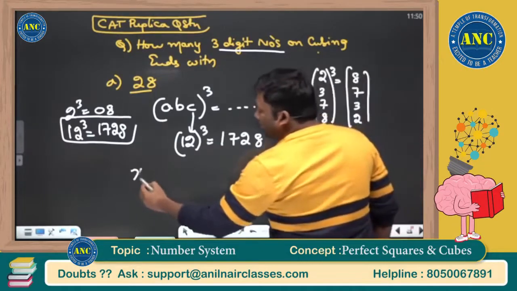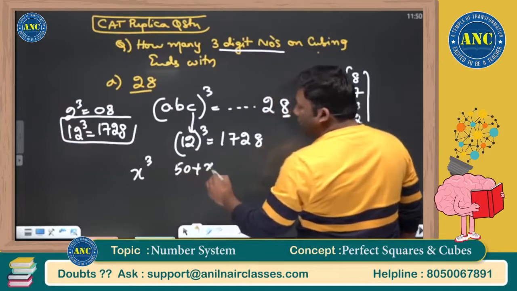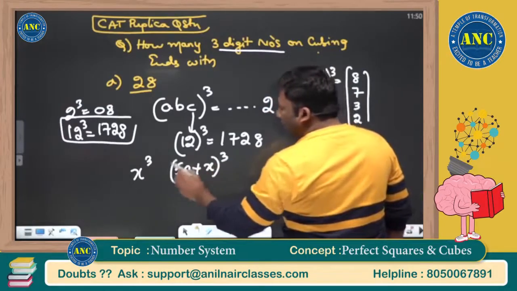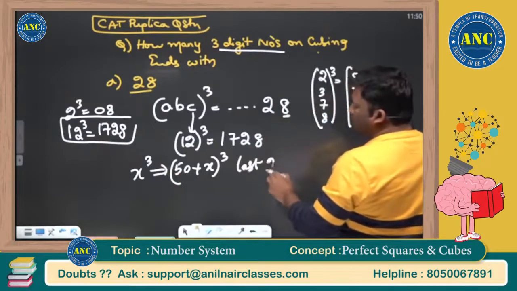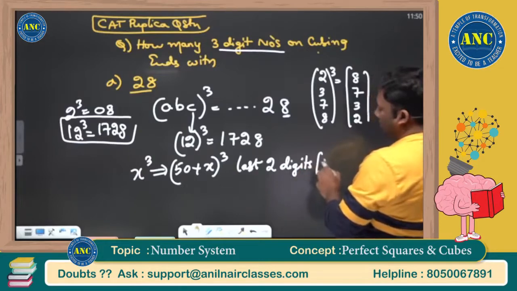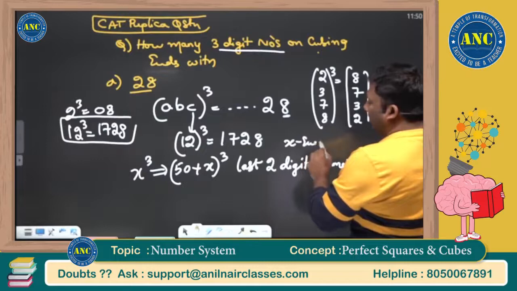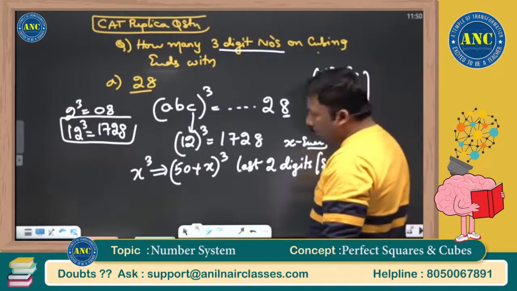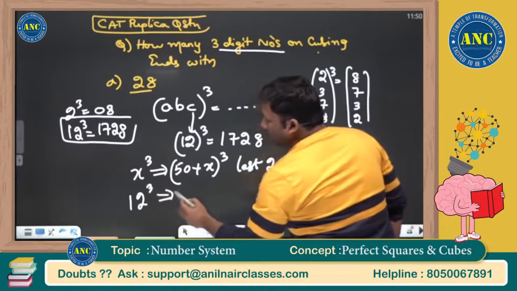What is the logic that we discussed? x cube and (50 plus x) whole cube: the last 2 digits will be the same. When will it be the same? When x is an even number. Is 12 an even number? Yes. So if it is 12 cube, what will be the next number?